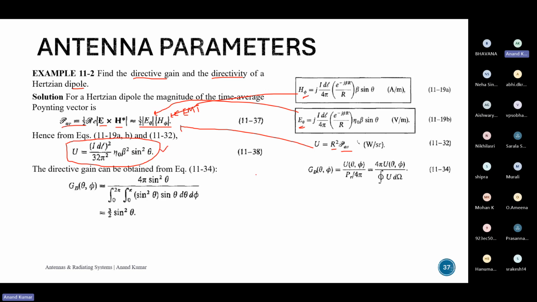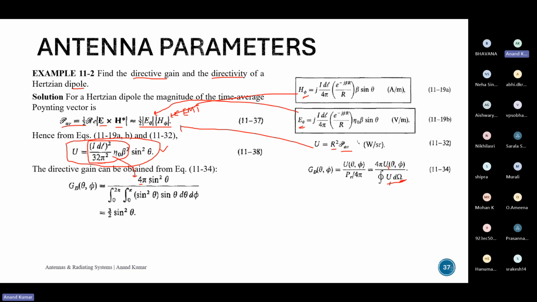Now the directive gain we derived in the previous slide is given as 4 pi U divided by the surface integral of U. From this expression, we have substituted U over here. The coefficients are gone, because in the numerator you have U and in the denominator you have U, and the coefficients are independent of the integral term, so they cancel.